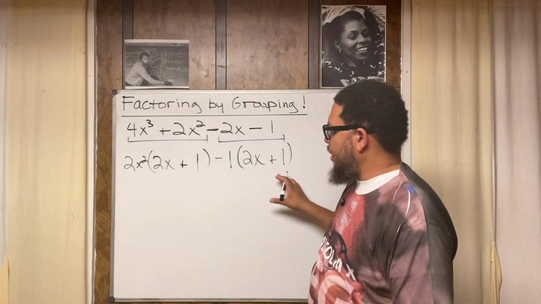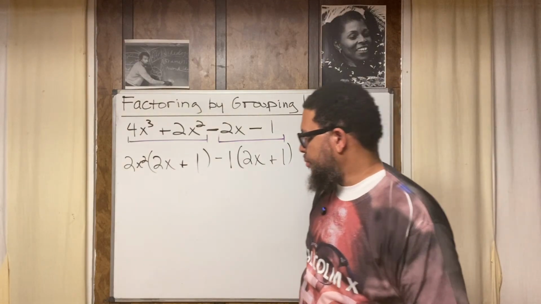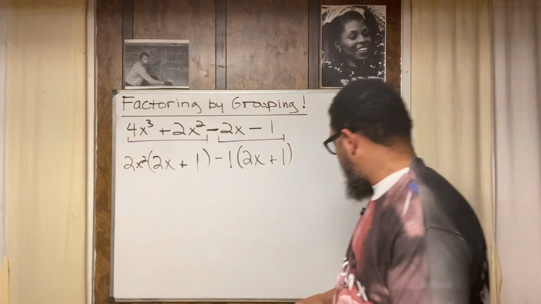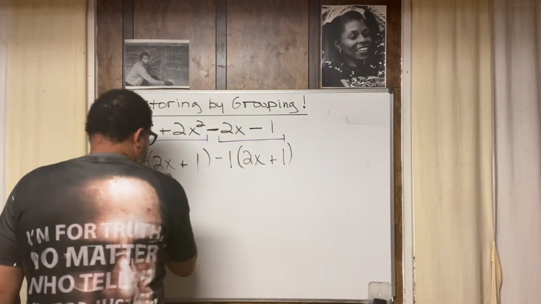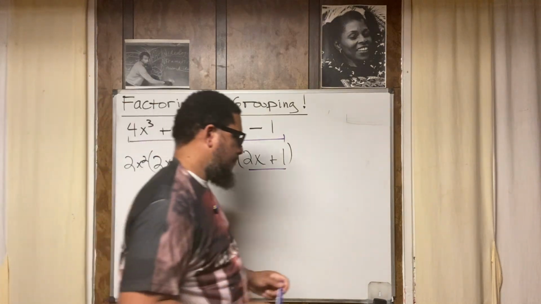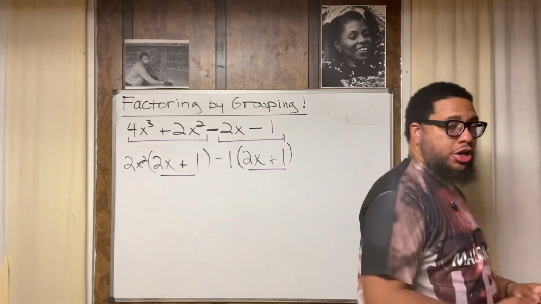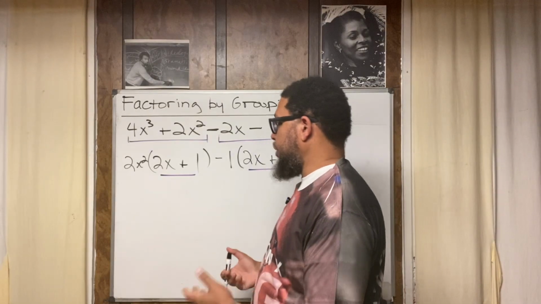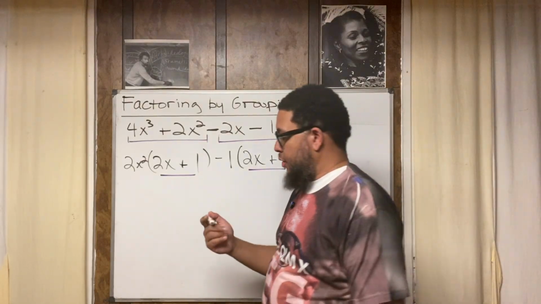What do these terms have in common? 2x plus 1. The 2x plus 1 is what they have in common. So that means 2x plus 1 is the GCF of both of those terms. 2x plus 1 is the GCF. So if 2x plus 1 is the GCF, what do you do with the GCF? You write it.